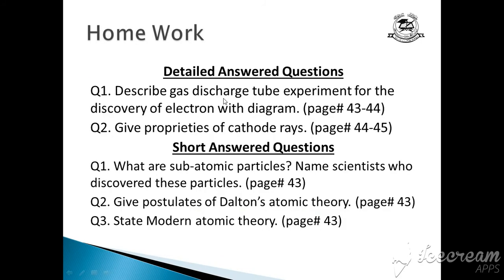Now what is the homework? This is all about today's class. Detailed answer question: Describe the gas discharge tube experiment for the discovery of the electron with a diagram. I have mentioned the page numbers from your book, page 43 to 44. So you will write the main heading of discovery of electron, and then introduction, and then experiment, observation, result, and then diagram. Okay, then give properties of cathode rays.